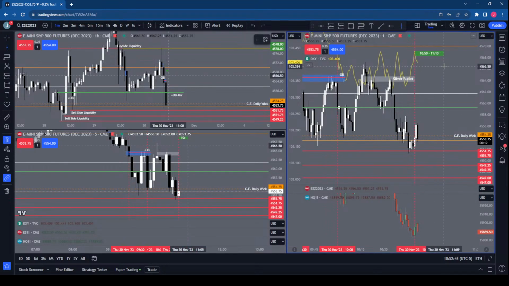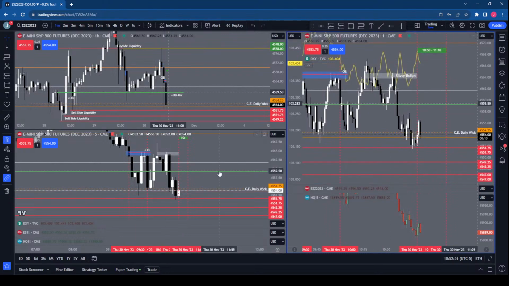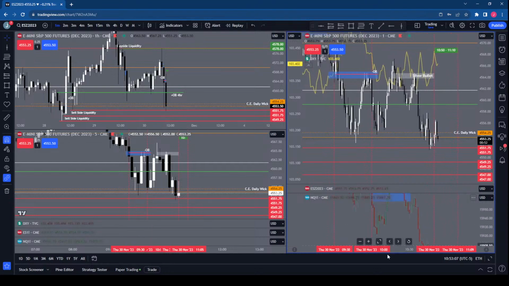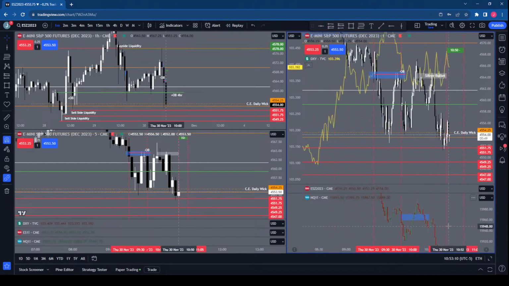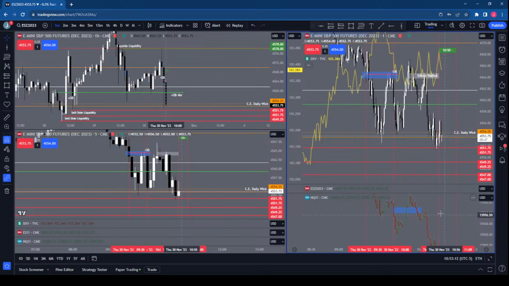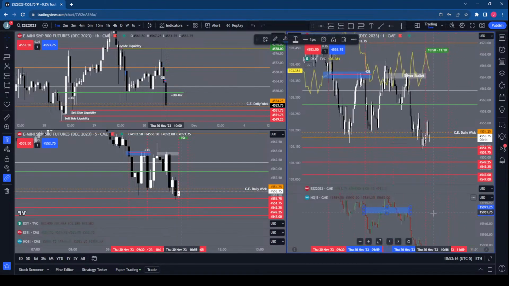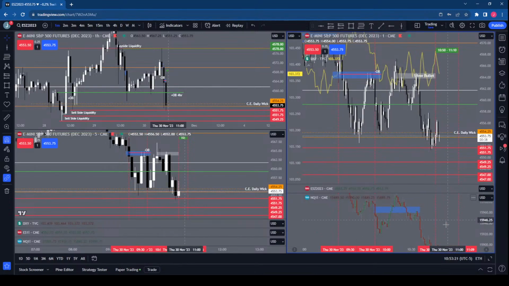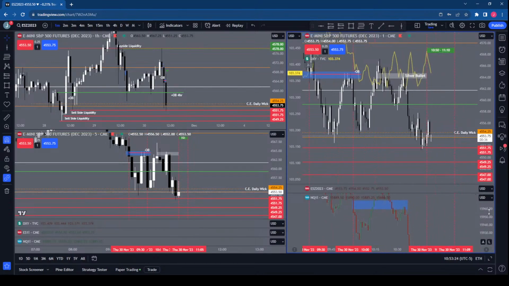I'll stay on to the end of this macro time just to see. NASDAQ looked like it kind of wasn't as consolidated as ES. Not terrible.